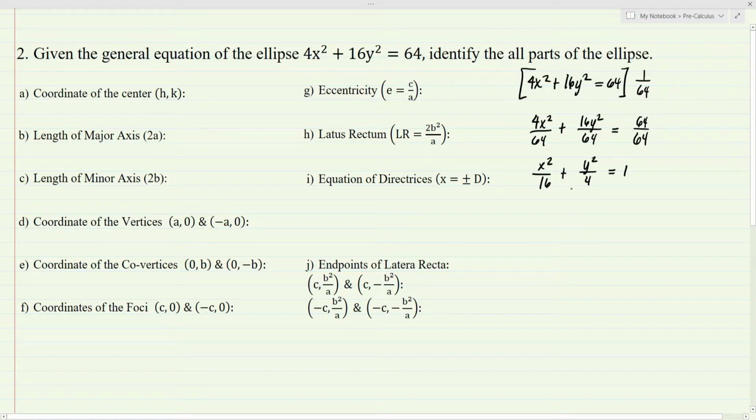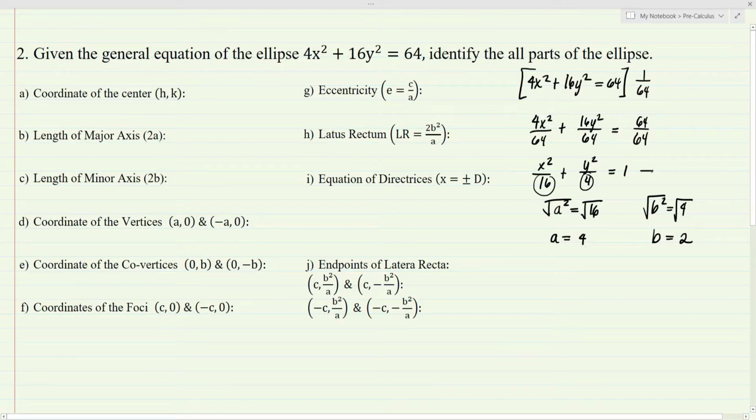Next is for the length of the semi-major and the semi-minor axis. Now remember guys, the larger denominator, which is 16, is always equal to the square of the semi-major axis. So I would equate a squared here with 16. Solving for a, the semi-major axis here would be equal to 4. As for the semi-minor axis, I would equate b squared to 4. And solving for b, b here would be equal to 2.